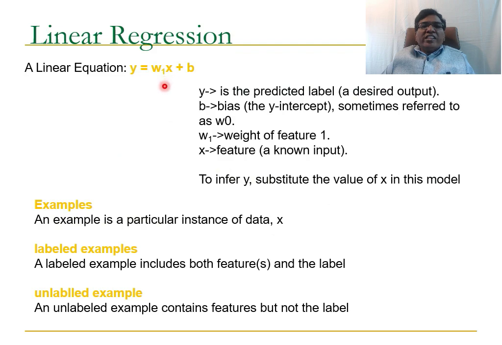So what is linear regression? A linear equation is represented as y = w1x + b. So y is the predicted label, b is bias, sometimes referred to as w0. w1 is the weight of feature 1.